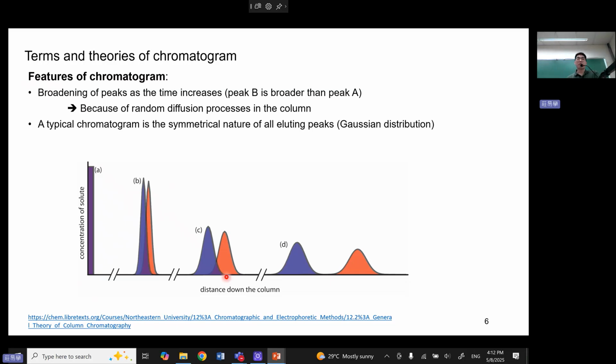So the drawback of a broadening peak is when you want to do integration of the peak area. At the end of the day, when you want to do quantification of the compounds, we do integration of the peak area, and a broadened peak will bring you some trouble because the integration becomes more difficult.